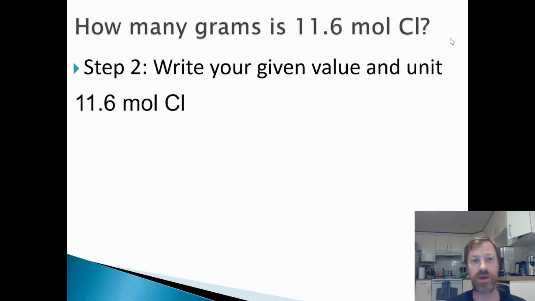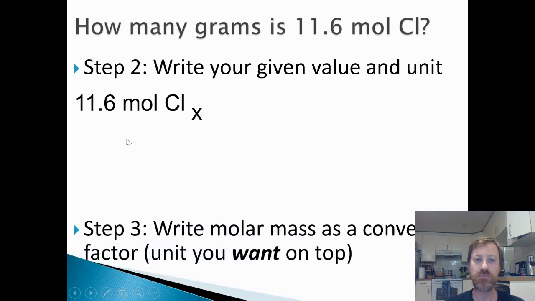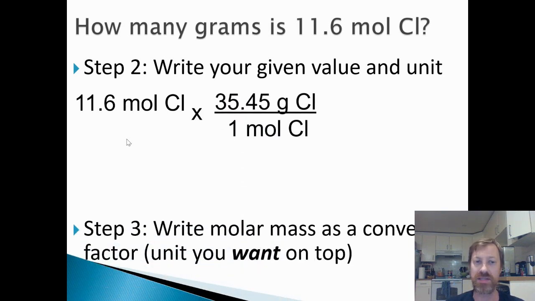11.6 moles of chlorine. Now, we want to write our conversion factor. Remember, the unit you want goes on top, and what you want to cancel out goes on the bottom. The problem says how many grams, so we want grams. Grams goes on top. And notice we're starting with moles, so moles has to be canceled out. Moles needs to go on the bottom. So that's how we're going to set this up. Double check: can you, in fact, cancel these out? Yeah. Moles on top, moles on the bottom, moles cancels out.